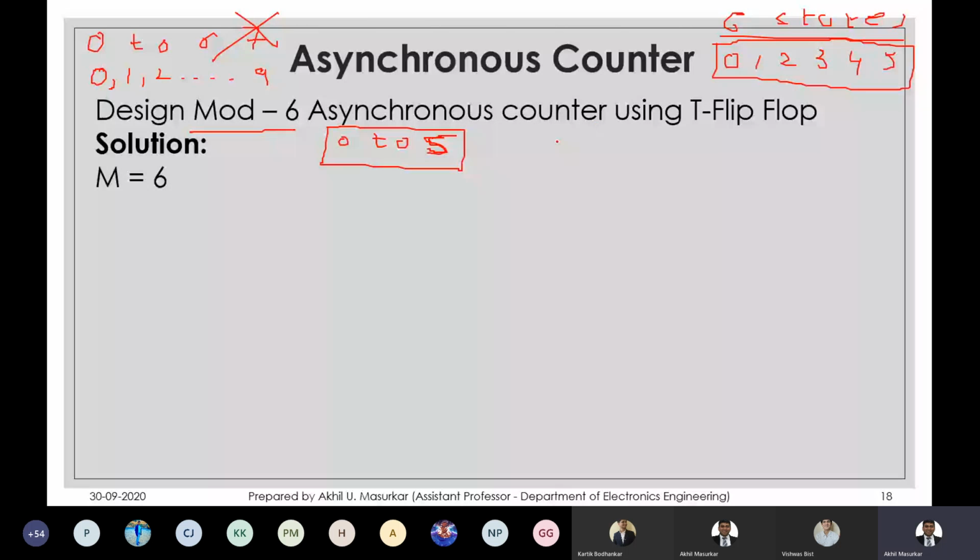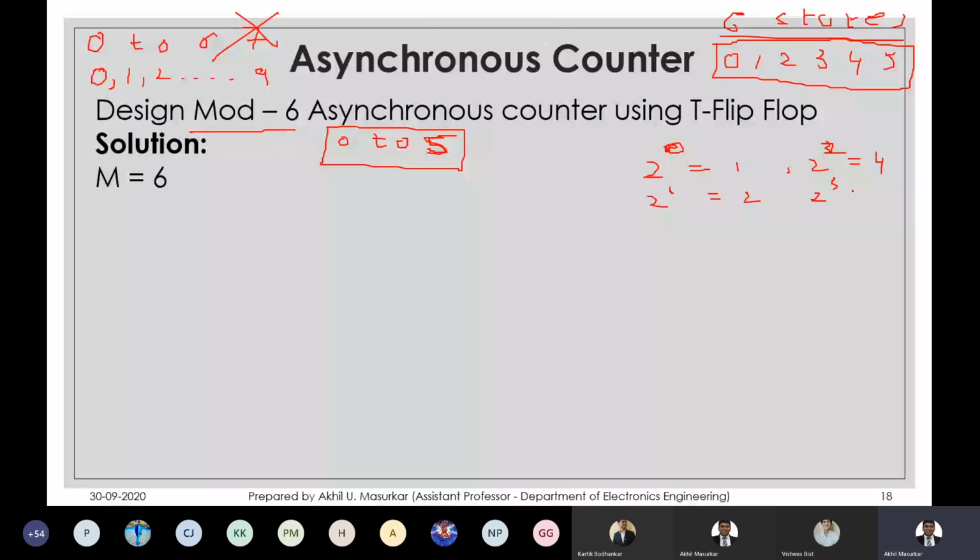2 raised to 0 is 1, 2 raised to 1 is 2, 2 raised to 2 is 4, and 2 raised to 3 is 8. So you can see we have these options. We cannot have 0 flip-flops, so that is out of the question. So we have 2, 4 and 8. Now if you look at this, 6 falls between 2 and 4.